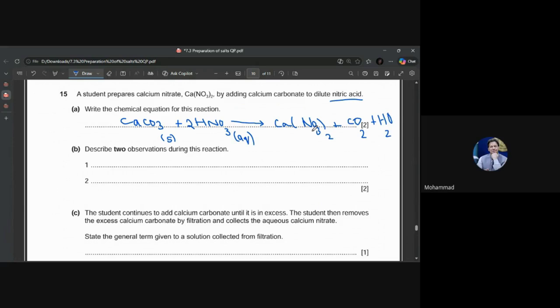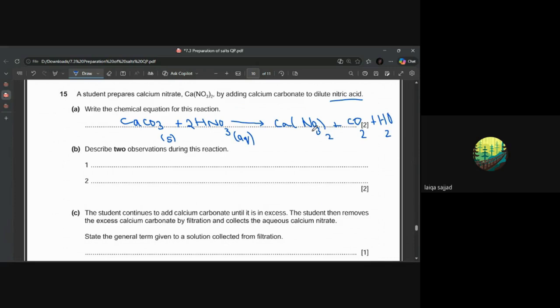Calcium nitrate is solid. Is it soluble or insoluble? Calcium nitrate is soluble. Very good, it's soluble.